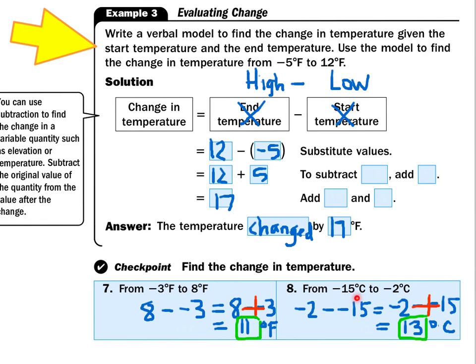Okay, take a look at number 8. If it changes from negative 15 degrees Celsius to negative 2 degrees Celsius, well, the high temperature is actually negative 2. So it's negative 2 minus negative 15. And these two negatives morph together to be a big giant plus. So negative 2 plus 15 gives us a 13-degree change.